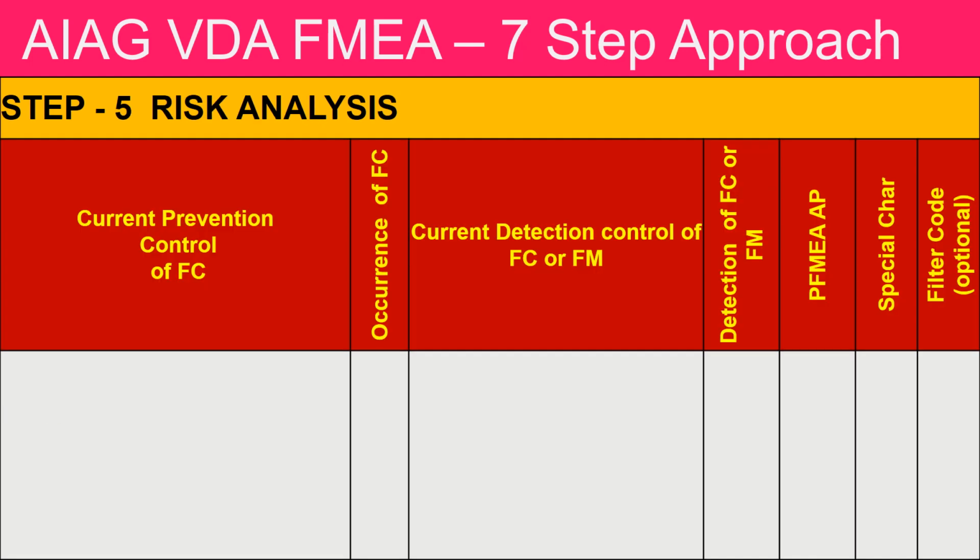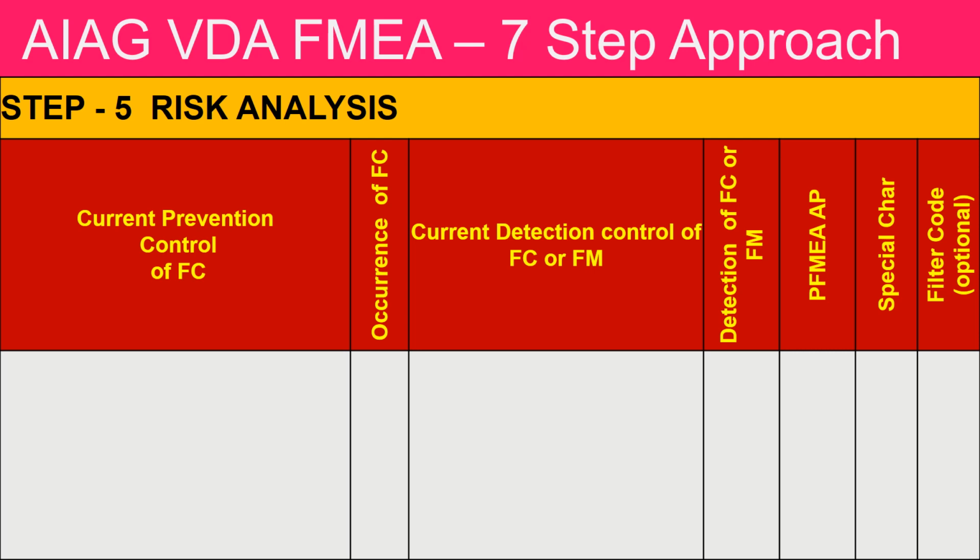In step 5, risk analysis, you need to record what are the current prevention controls of the failure cause, and according to it you need to allocate the occurrence score as per the new ranking table of the handbook. Then you need to record what are the current detection controls of the failure cause or failure mode, and allocate the detection score of the failure cause or failure mode as per the new ranking table in the handbook.